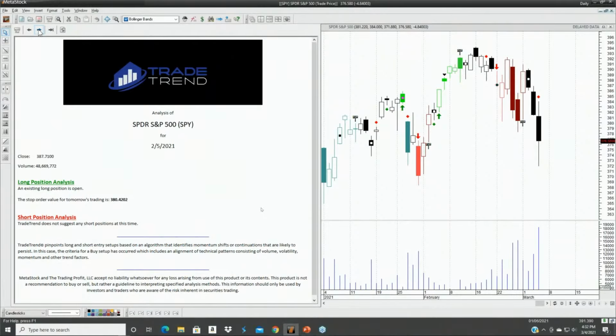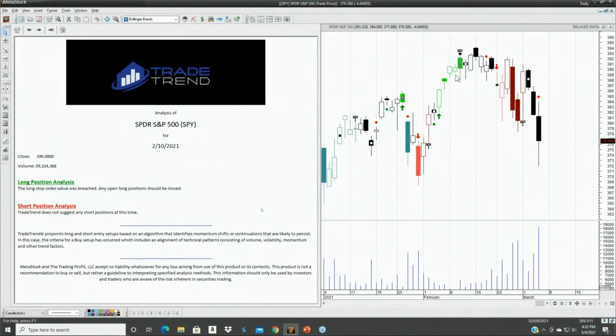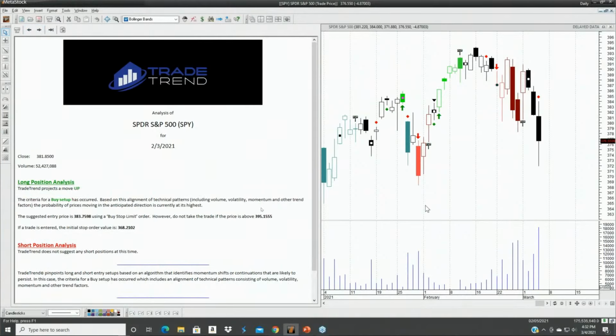Next day, we still have an existing long open position. We have a new stop value for tomorrow. So on and so forth. And then on February 9th, we've got a new stop value of 389. And that's where we are stopped out with a profit if we had taken this signal. So not too bad, right? About 389 all the way back to 368. So nice 20-point profit just in the matter of a few days.